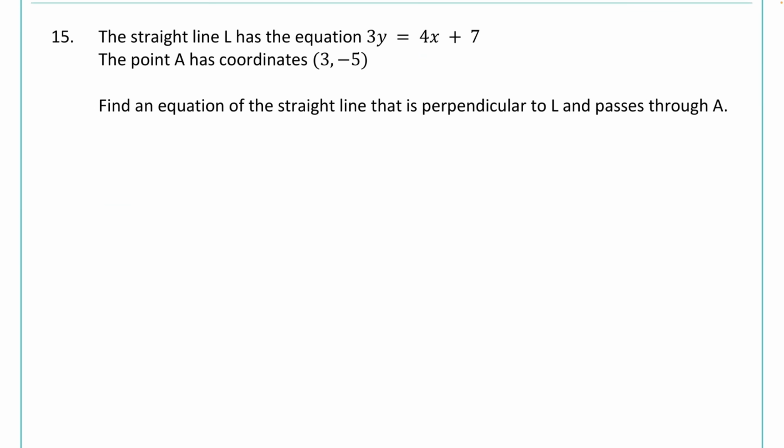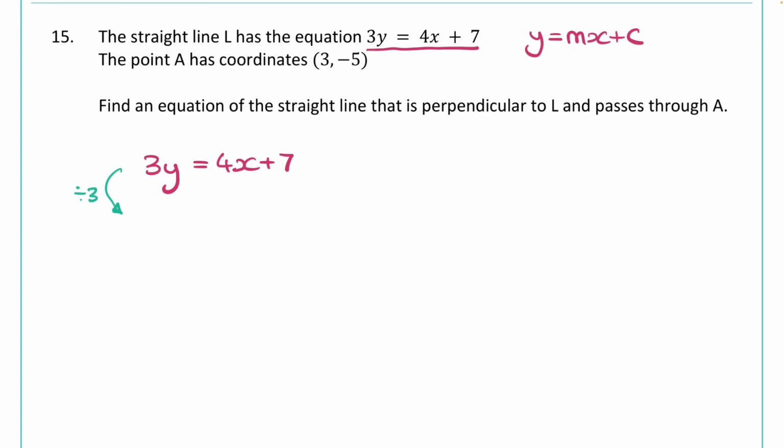Next question is looking at perpendicular line equations. So it says the straight line L has the equation, and we have 3y is equal to 4x plus 7. It says point A has coordinates 3 and negative 5. Find an equation of the straight line that is perpendicular to L and passes through A. So when we are looking at straight line equations, for starters, any line equation we want written in the form y is equal to mx plus c. So if we have 3y, which is equal to 4x plus 7, to get it into that form, we need to divide the equation by 3.